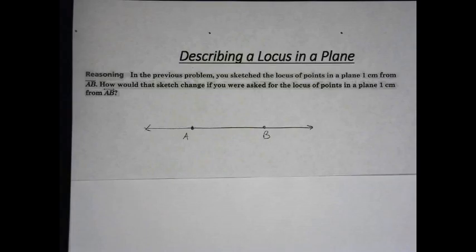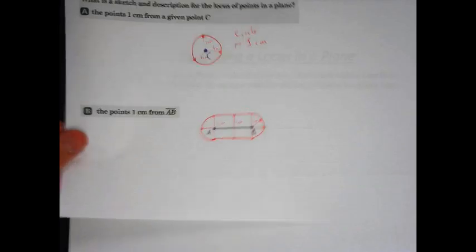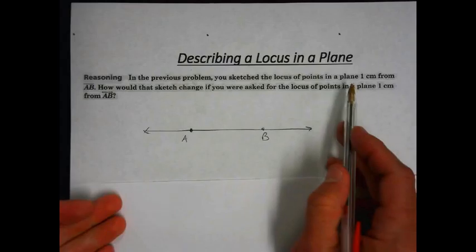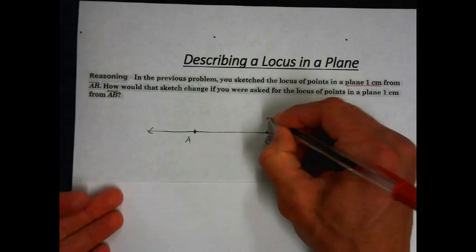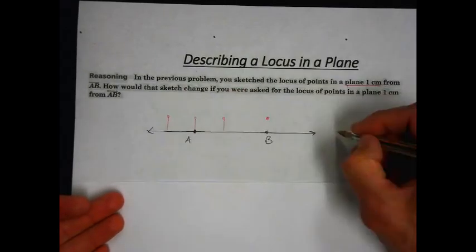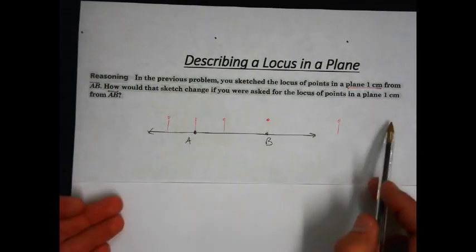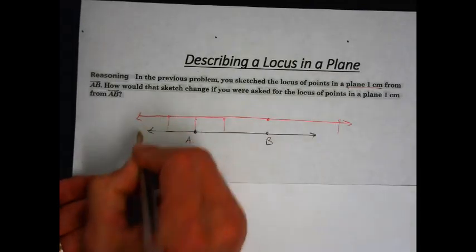Now remember, from segment AB, we had that tubular, rectangular thing with semicircles. What's going to happen with a line AB? This is going to be interesting. If you can't think of it right now, again, start drawing. You should be able to visualize this right now, but if you can't, let's just start drawing it. It's going to be 1 centimeter from that line. So we can have 1 centimeter this way, 1 centimeter there, 1 centimeter there, even way off the graph, 1 centimeter. If we're going to go up from the line, it's going to be another straight line.